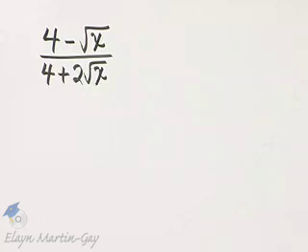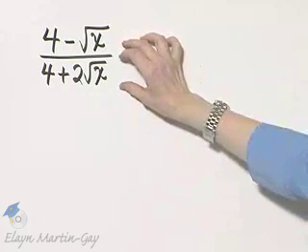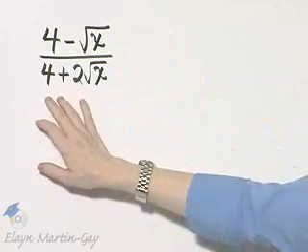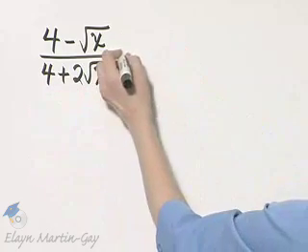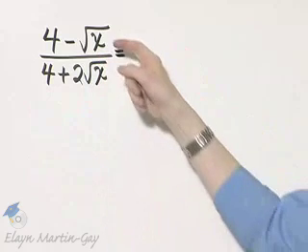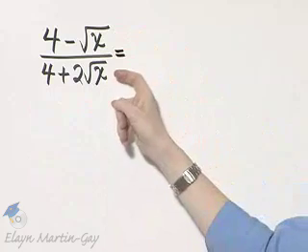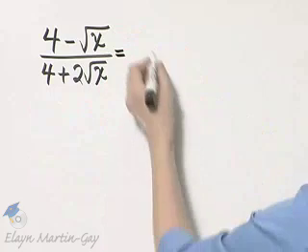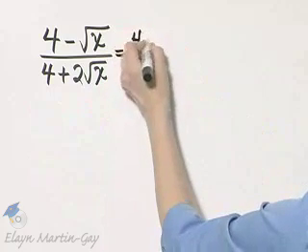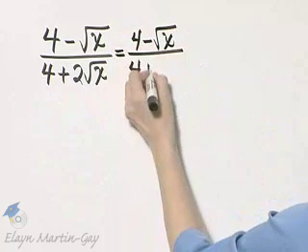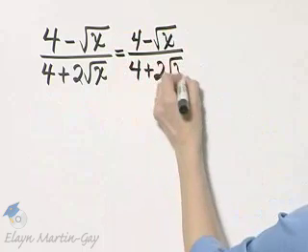We want to rationalize the denominator of this expression. Notice the denominator, we can think of this as a binomial, and so to rationalize this denominator, we'll multiply numerator and denominator by the conjugate of the denominator. Let me rewrite this. I have 4 minus square root of x over 4 plus 2 square root of x.